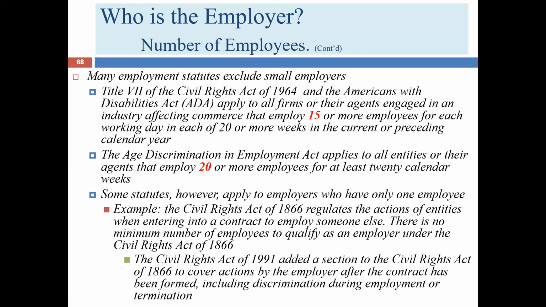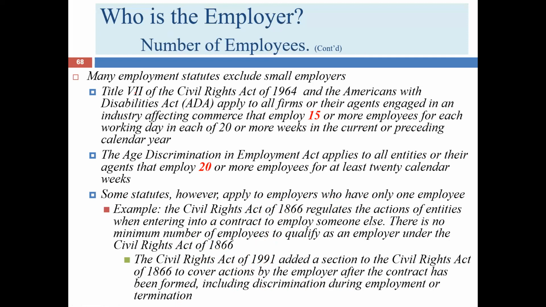And we have the Civil Rights Act of 1991, which amended the Civil Rights Act of 1866. It is designed to cover actions by employees after the contract has been formed, including discrimination during employment or termination. So this used to just apply when you were entering the contract, and there was no particular number. But the Civil Rights Act of 1991 significantly broadened this. So this became very similar to Title VII.